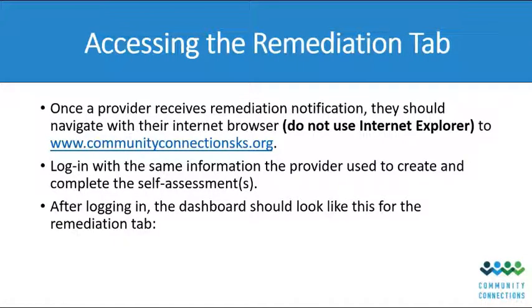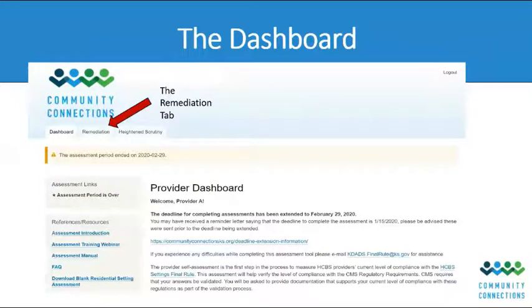Okay, so accessing the tab, you're going to receive notification that you need to remediate. You should use your internet browser, but not Internet Explorer. Come on. To get to communityconnectionsks.org, as I said before, you're going to log in with the same information that you used to create and complete your self-assessment. And once you log in, everything should look kind of like this. So this is a sample dashboard. The thing that's new is that giant, beautiful red arrow that is pointing to Remediation. So you are going to click on the Remediation tab on your dashboard.